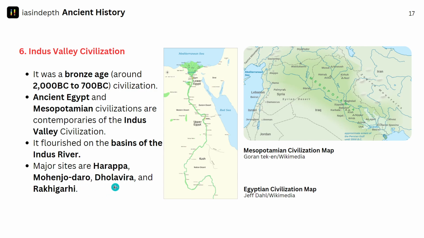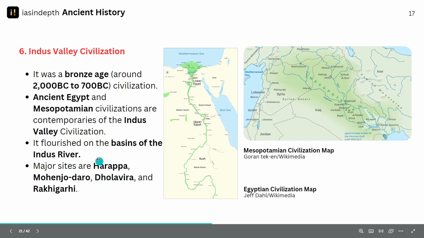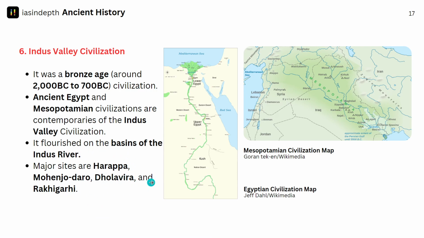The major sites associated with the Indus Valley Civilization are Harappa, Mohenjo-daro, Dholavira, and Rakhigarhi. We'll study the sites in detail in the next slides. There are 5 important tributaries of the Indus River. These are Jhelum, Chenab, Ravi, Beas, and Satluj.